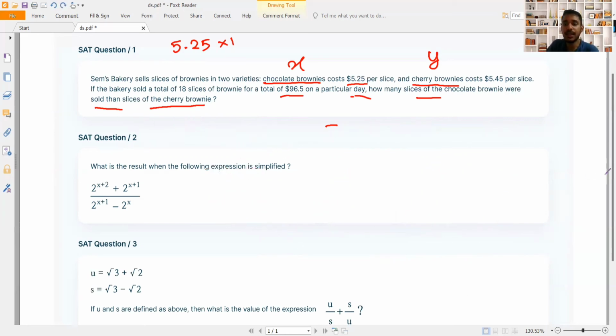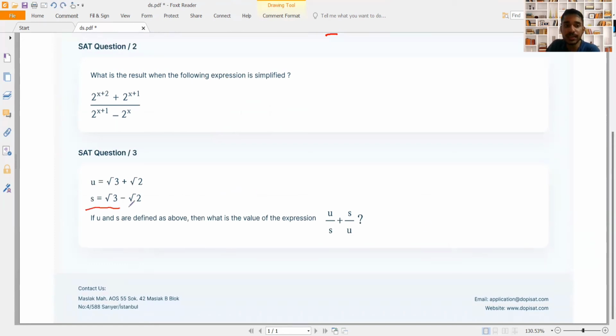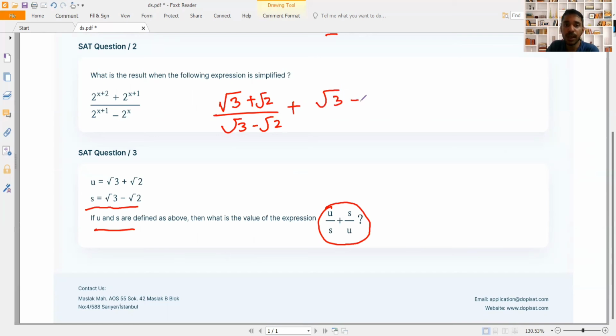Now, question number 3. We have been given u and s. U and s are defined as root 3 plus root 2 and root 3 minus root 2. What's the value of the expression u over s plus s over u? So we will simply substitute the values of u and s in this expression. So, root 3 plus root 2 over root 3 minus root 2 plus root 3 minus root 2 over root 3 plus root 2. Here I will take the simple LCM. I'll multiply the denominators together and cross multiply with the numerators.